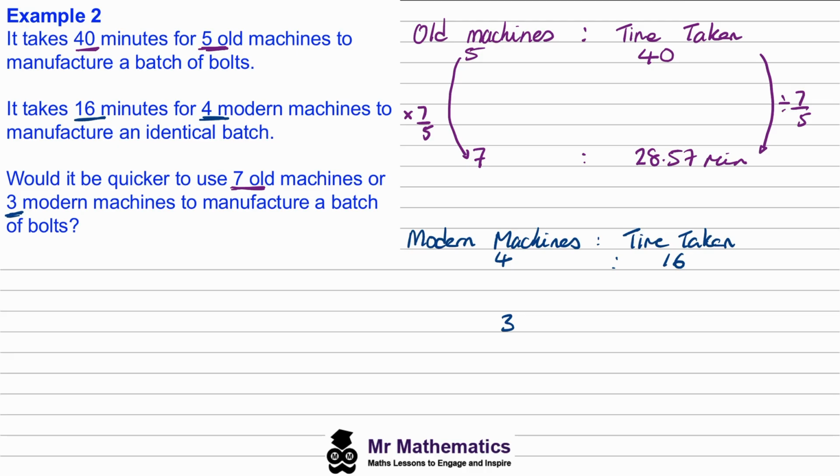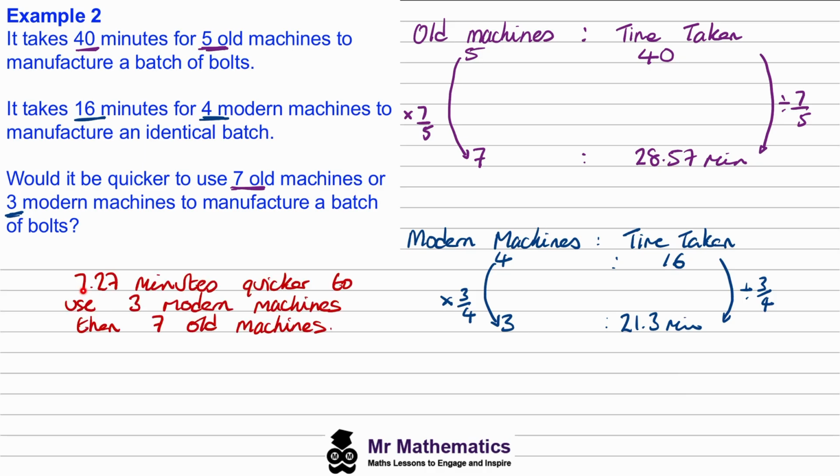Now if we go to the modern machines, we want to go from 4 to 3. So we'll multiply by 3/4. And then for the time taken, we'll divide by 3/4. And when you divide 16 by 3/4, we'll get 21.3 minutes. So you can see it's about 7.27 minutes quicker to use 3 modern machines than 7 old machines. Okay, let's try another example.